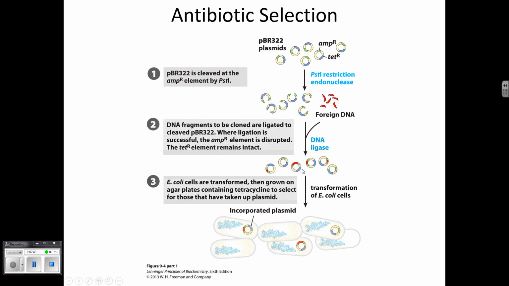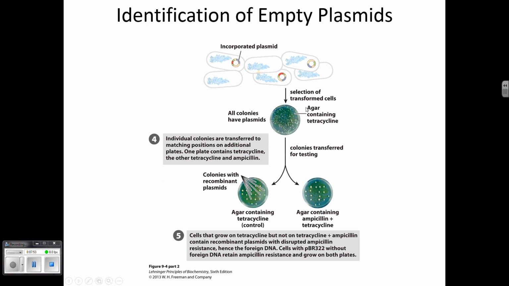So the vectors, the recombinant DNA that we have that has our gene of interest, the ampicillin resistant gene has been disrupted. So we can then grow our bacteria containing our vector on plates that have just tetracycline, which everything should grow. And then we should have a plate that has the ampicillin and the tetracycline. And only, I think I may have said that backwards. Bacteria that have had the ampicillin resistant gene blocked are not going to be able to grow here because they're not ampicillin resistant.